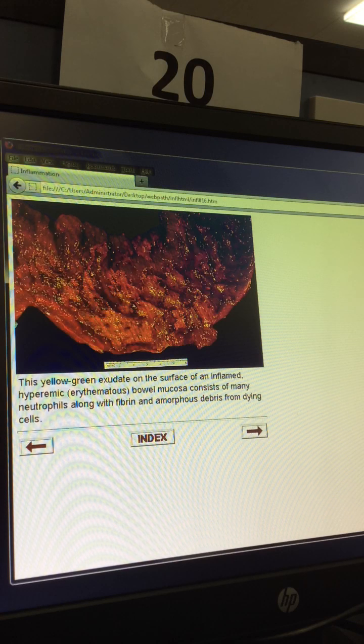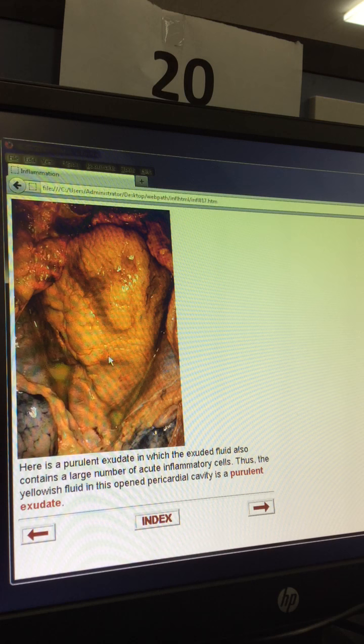Here is the colon. We can see yellow to green exudate on the surface, and it is composed of what? This is debris or necrotic tissue. This is the heart also. We can see it's dark yellowish. So this one is purulent. If we see it under the microscope, we'll see numerous neutrophils in it.